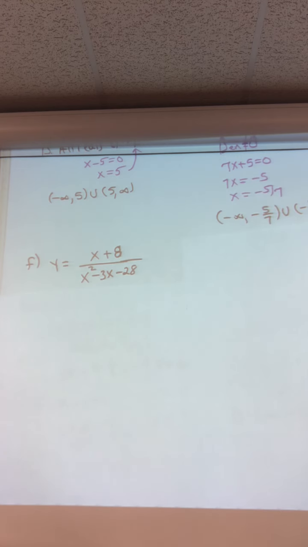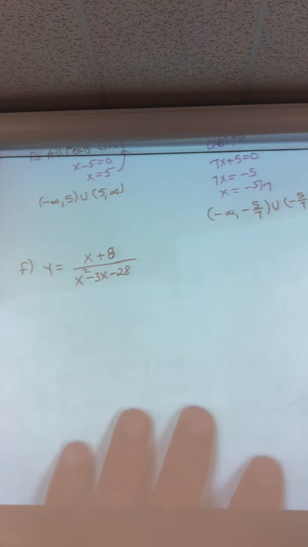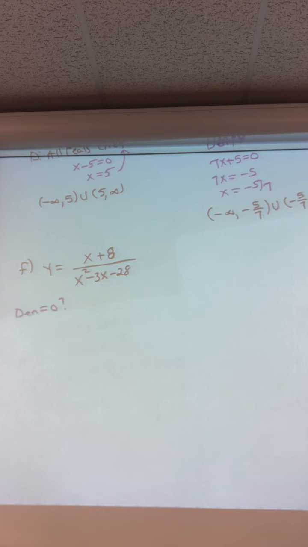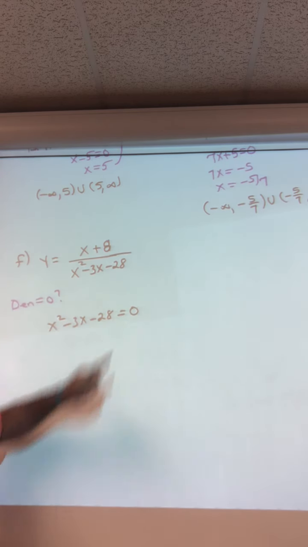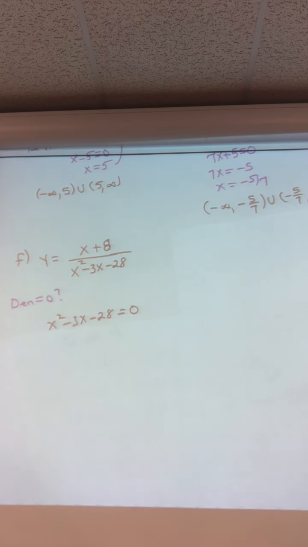All right, first ask yourself, do you have an x in the denominator? Yes. So if you have an x in the denominator, you have to find out what makes the denominator be 0. So set the denominator equal to 0. Okay, this should look familiar. This is not a linear equation. This is a quadratic equation. How do we solve a quadratic equation? By factoring, or the quadratic formula. This one factors, the easy case.